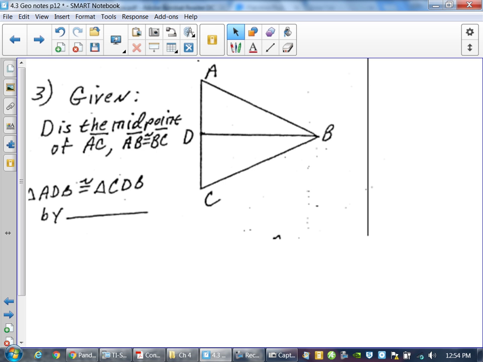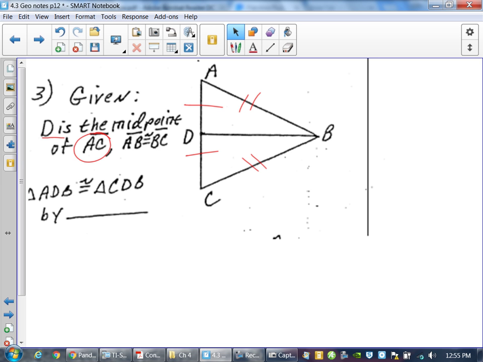Segment equals segment. What are the two segments? Well, D is the midpoint of AC. There you go. I've utilized it. Why did I mark my diagram? Because I just used the definition of a midpoint. Go to the next given. What does it say? AB is congruent to BC. Okay, I mark it.